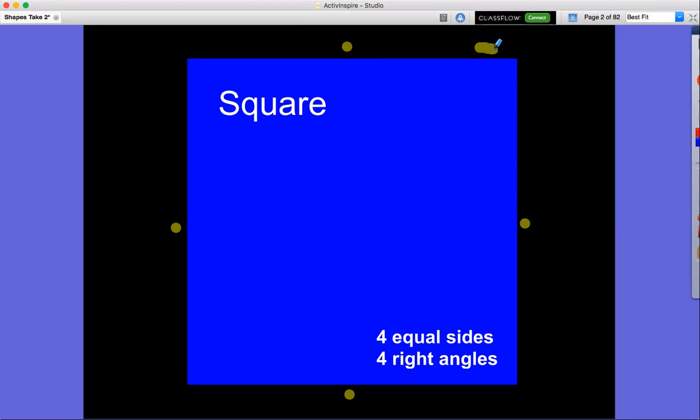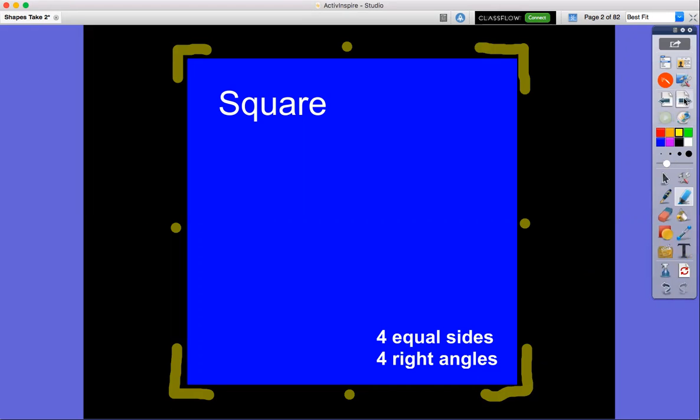Square also has four right angles, and that's going to be these corners right here that are straight and tall. These are called right angles. Do you see how each of the corners is straight and tall? Those are four right angles to help us make our square.